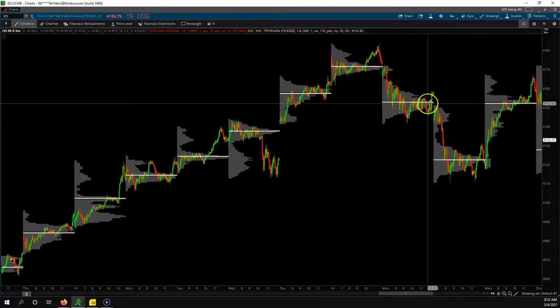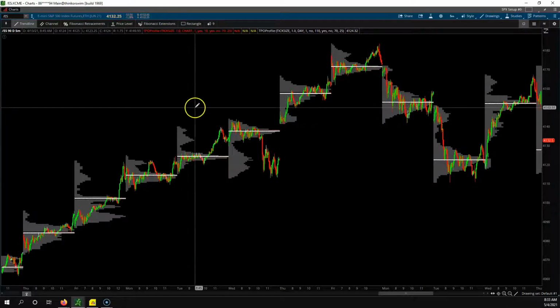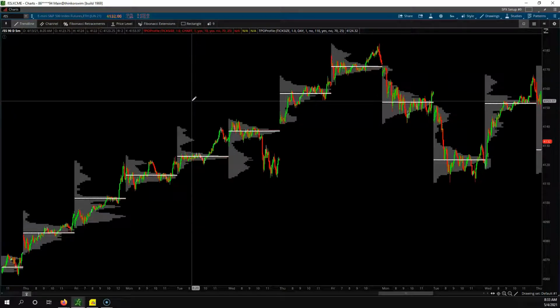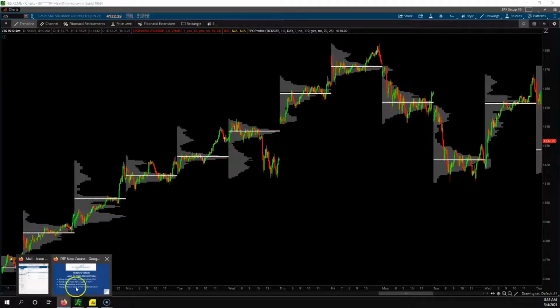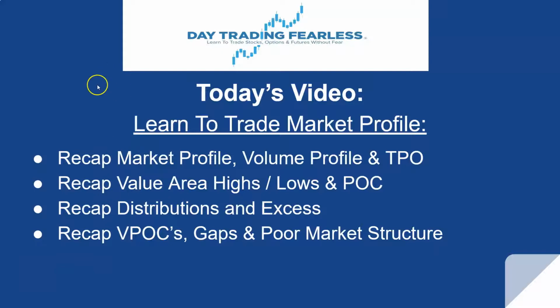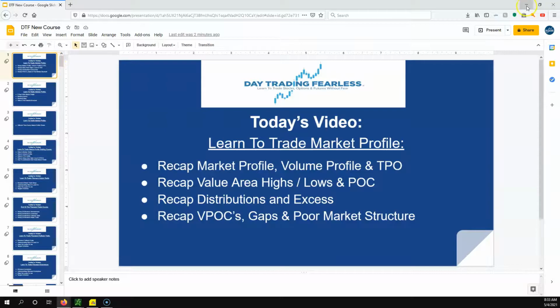The TPO is volume and time, how much time and volume both traded there. So these numbers on the volume profile versus a TPO profile will show different levels usually, because there's time spent versus just volume, right? Time and price versus just price. So that's the difference between the TPO and the volume profile. Remember, market profile is a general use term that wraps it all together.